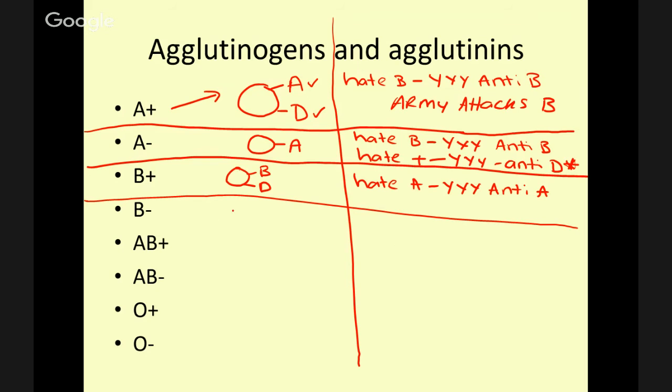And B negative is going to have just B antigen on the cell. And then what antibodies is it going to have? It's going to hate the A's. So it's going to have antibodies that are anti-A, but it's also going to hate the positives. So it's also going to have antibodies that are anti-D, right? So you can see how this is going.